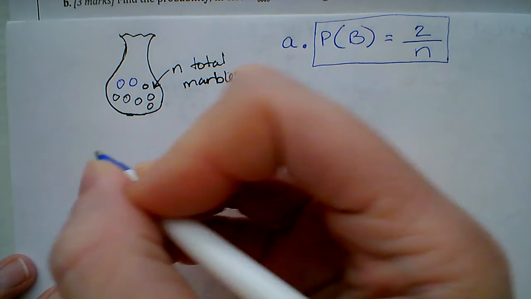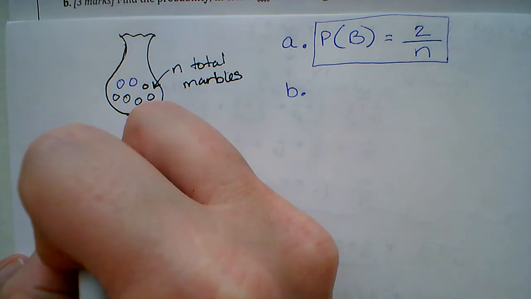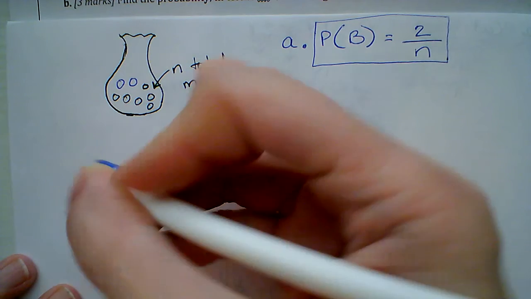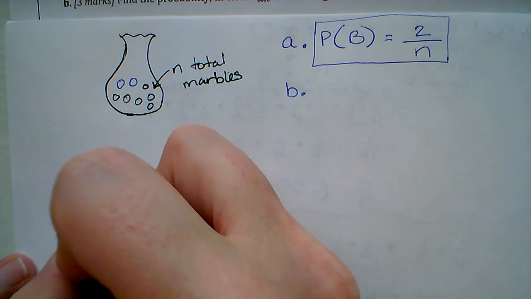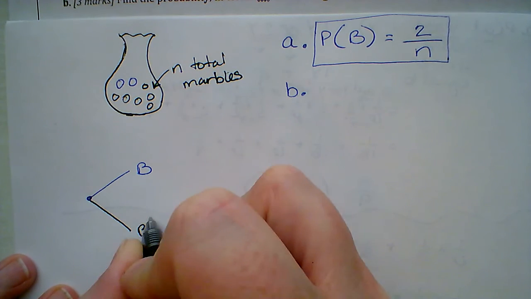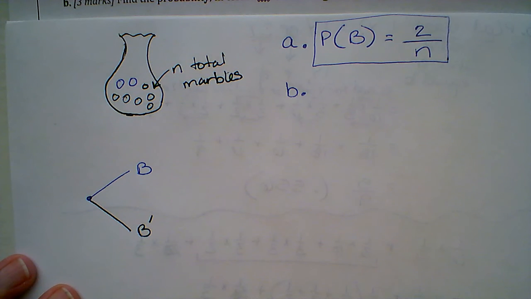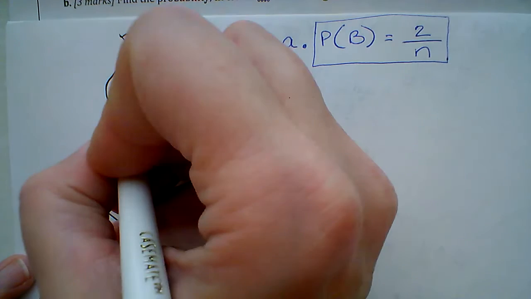So on our first draw, Haley could draw a blue marble, or Haley could draw, using probability notation, a not blue marble. It doesn't tell us what the colors are. We just know there's blue and then some other color. So this is her first draw.